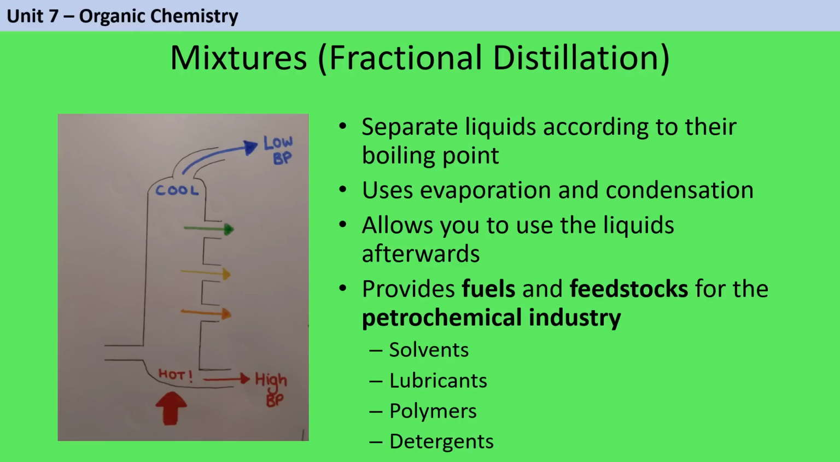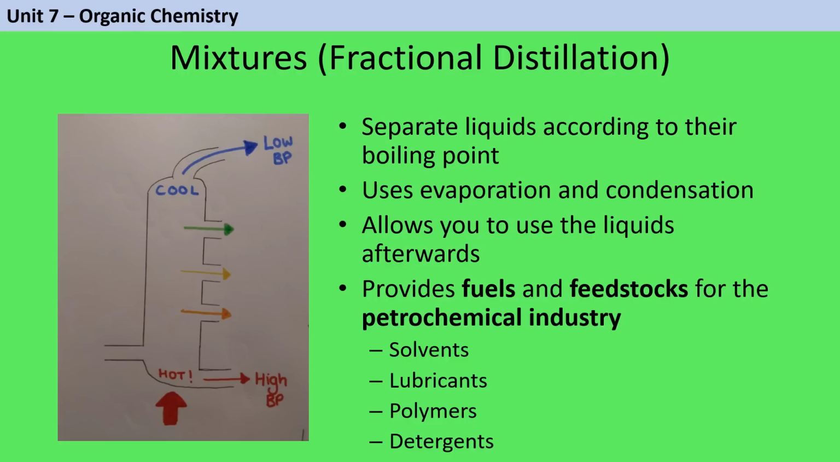As they travel up the fractionating column, there's a temperature gradient. In other words, the nearer you are to the heat source, the hotter it is, and as you go higher, it gets cooler and cooler. As each alkane reaches a height that corresponds to a temperature where it can condense, it turns back into a liquid, and this allows you to separate the liquids and use them afterwards.